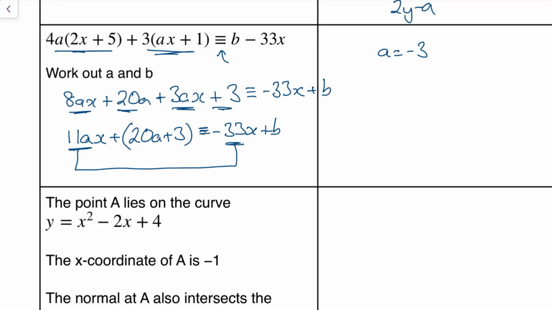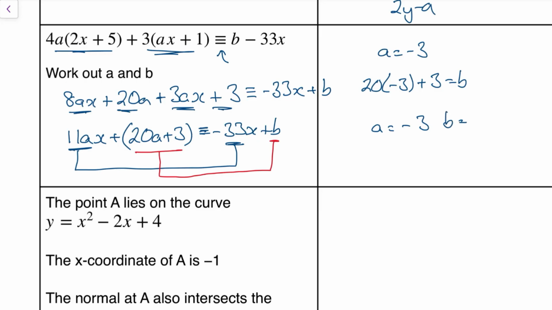And if I know what a is, it then means when I look at b, I can say that this term here must be equal to this here for all values of x. So therefore it must be the case that 20a, in other words 20 times minus 3, plus 3 is equal to b. Normally these are nice numbers, but this isn't a great number. But anyway, it's correct, it's fine. So therefore a equals minus 3 and b equals minus 60 plus 3, which is minus 57. Good question, I like that question. We haven't seen one of those for a while.